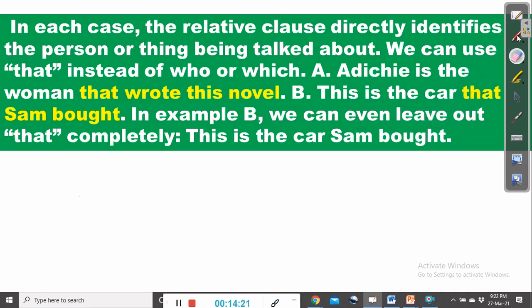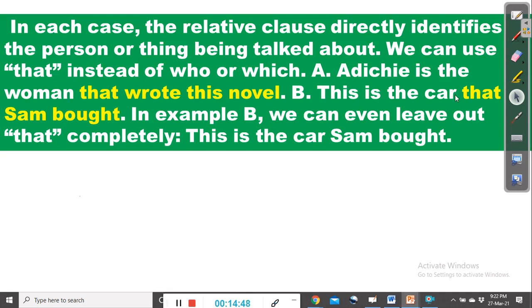We are going to look at the other one, which is non-essential, but this one is essential because if you remove the relative clause, then the sentence is incomplete. If we say Adiche is the woman, something is missing. Part of the core meaning of what we intend to convey is missing.